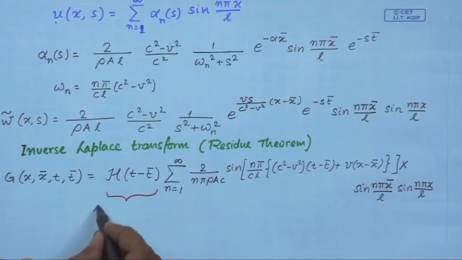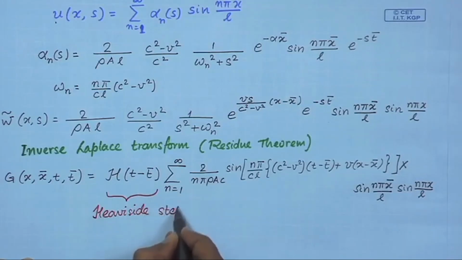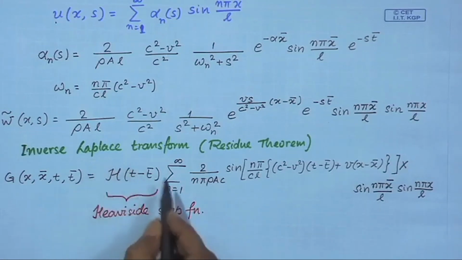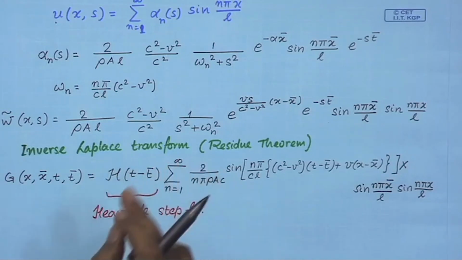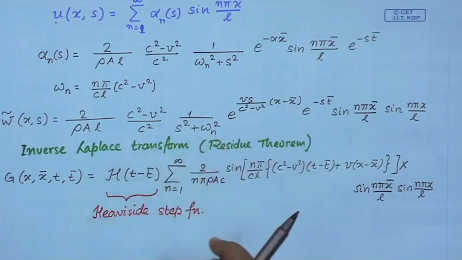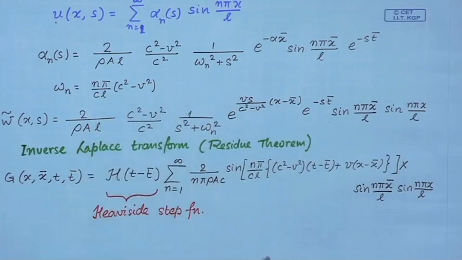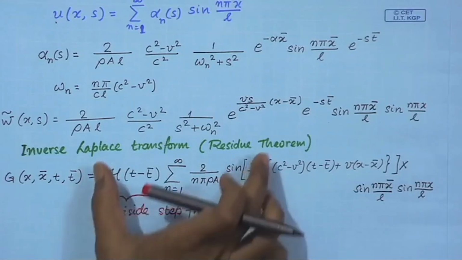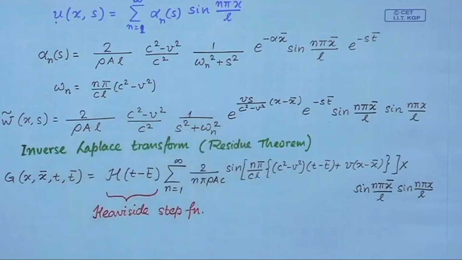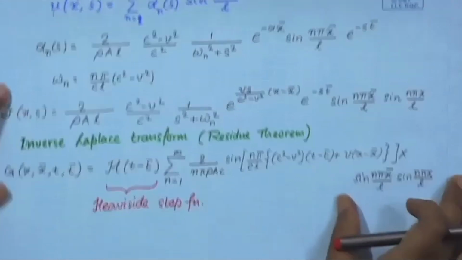This is the Heaviside step, which appears because of the causality condition, since you are considering the complex integral over a contour which closes in the left half S plane when you do the inverse Laplace transform. So, you have to close on the left half S plane. This indicates the causality condition.